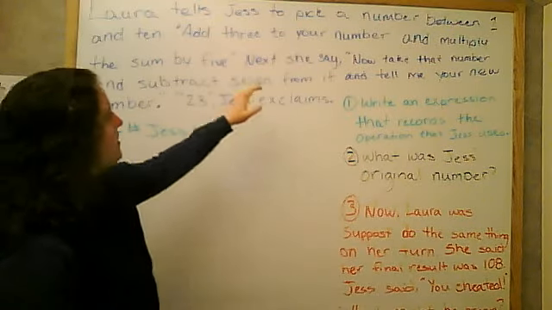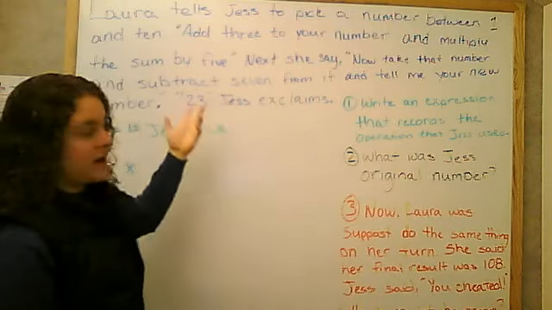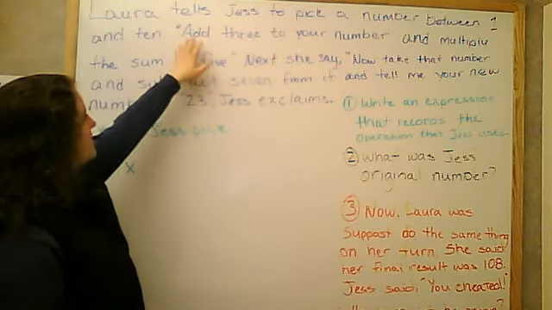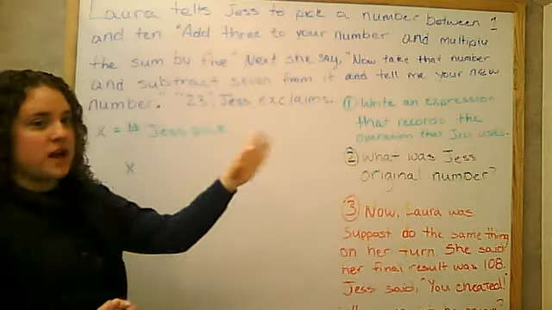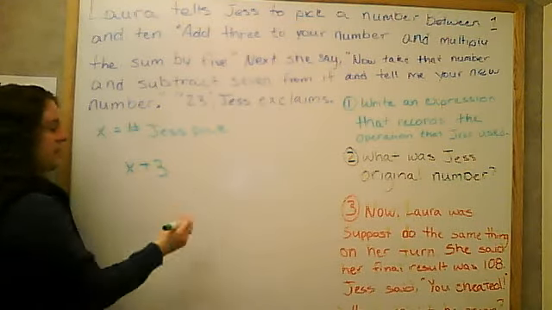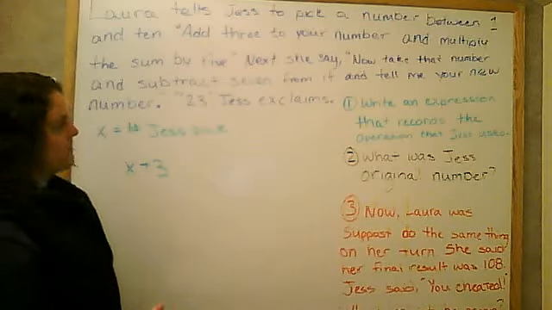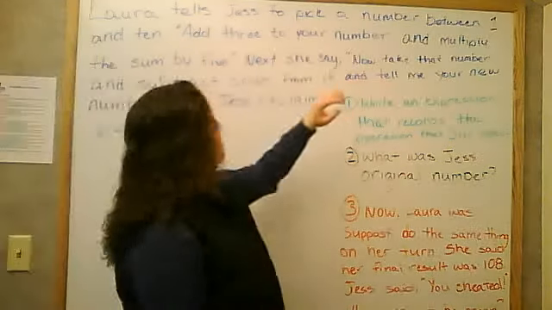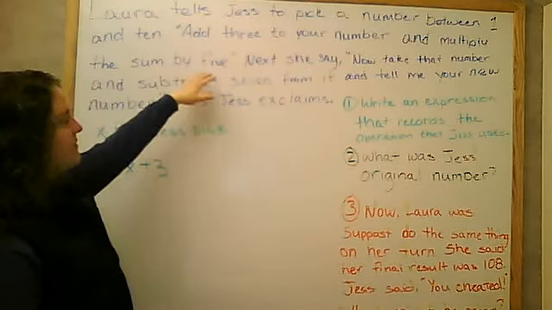Let's keep reading. So the number had to be between 1 and 10. The first thing is add 3 to your number. We'll stop there, and we'll add 3. It's good to take things step by step so you make sure that you don't miss anything. And multiply the sum by 5.